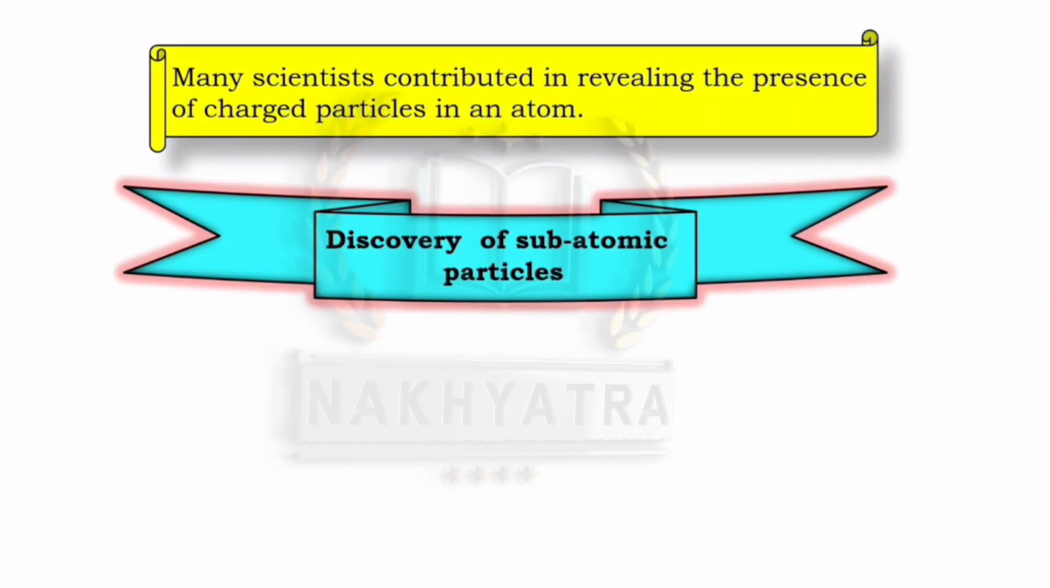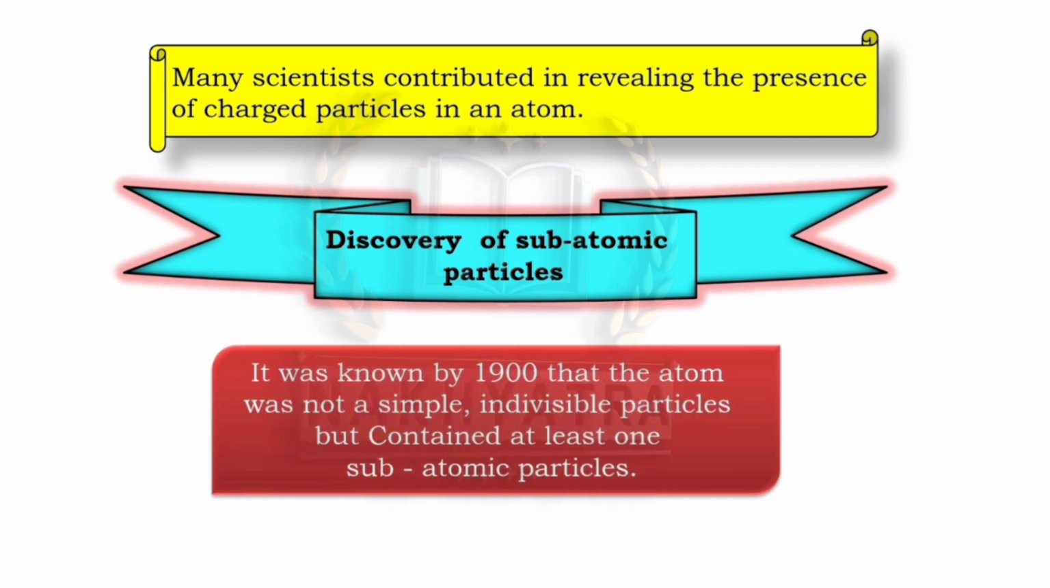Many scientists contributed in revealing the presence of charged particles in an atom. So now we will see the discovery of subatomic particles. It was known by 1900 that the atom was not a simple indivisible particle but contained at least one subatomic particle.